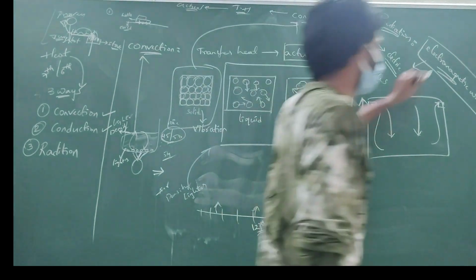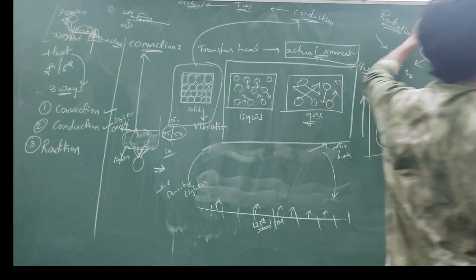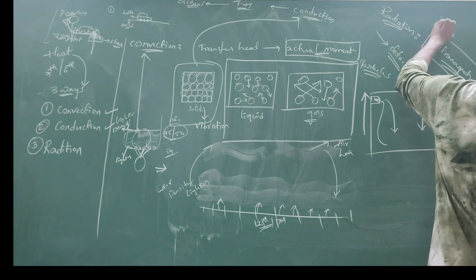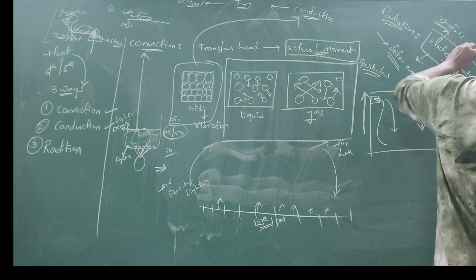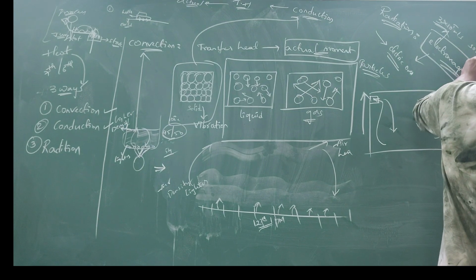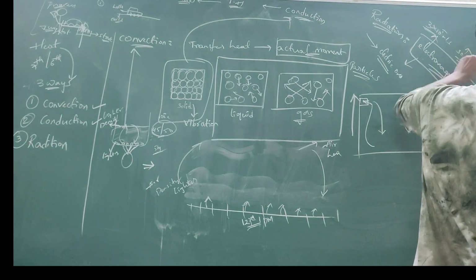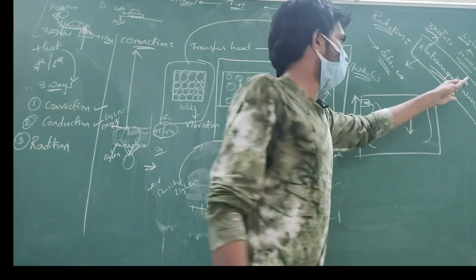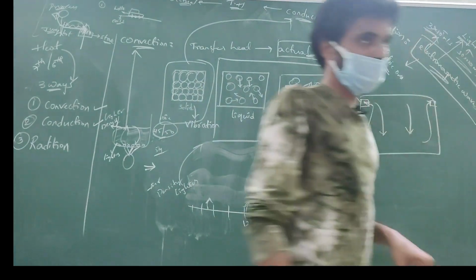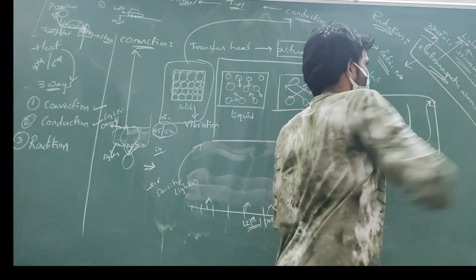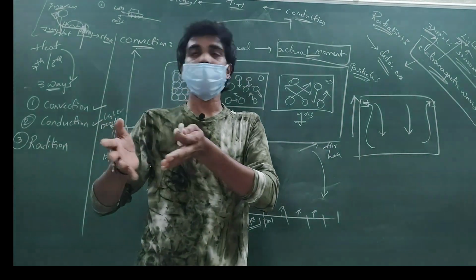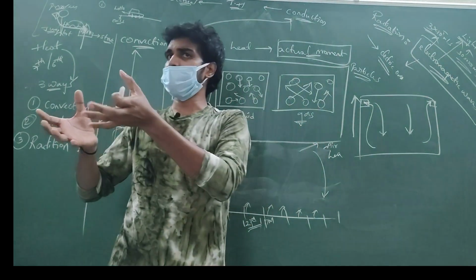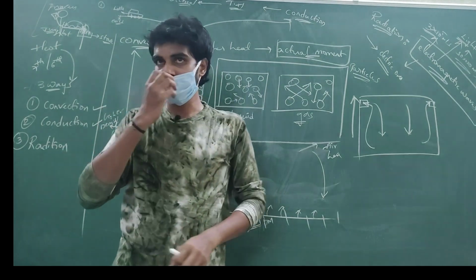Those electromagnetic waves tend to move with a higher velocity, that is 3 into 10 power 5 kilometers per second, which is nothing but 3 lakh kilometers per second. This is the velocity equal to the velocity of light, right? So electromagnetic waves are nothing but light waves as well. These electromagnetic waves also tend to move with the velocity of light. That is the reason we tend to feel a large amount of heat energy coming out of the electric oven, right?